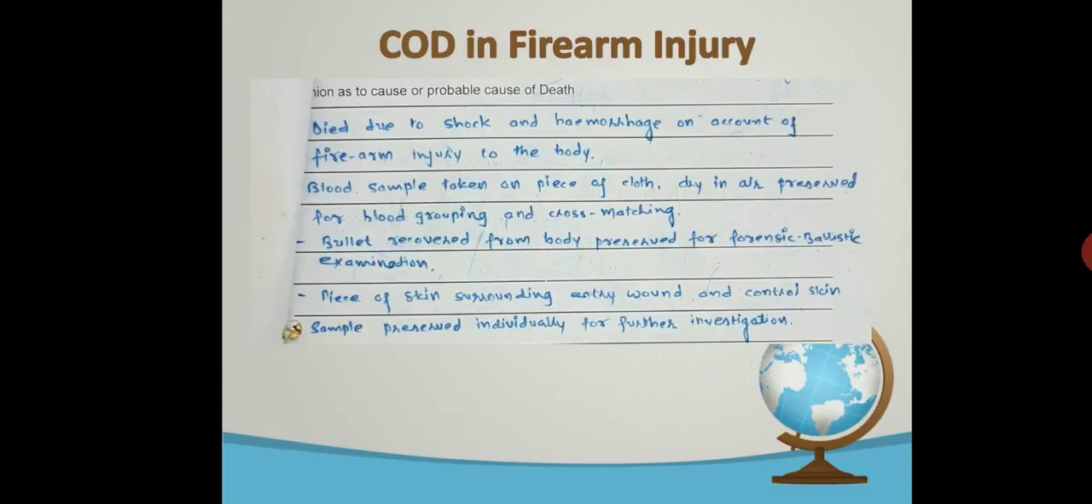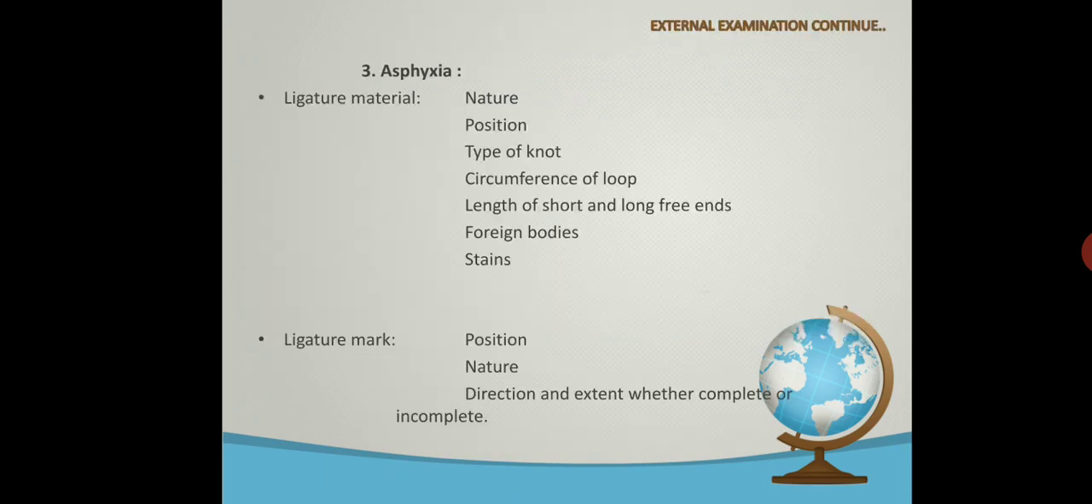If you have to opine about the cause of death in firearm cases, it may be like: died due to shock and hemorrhage on account of firearm injury to the body. Now in a firearm case, you have to take samples: the skin and soft tissue of the entry wound, skin and soft tissue of the exit wound, control sample, and blood sample. All those are taken for forensic ballistic examination.